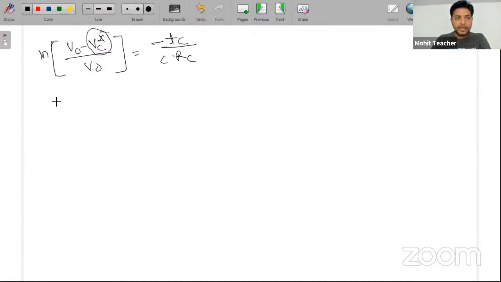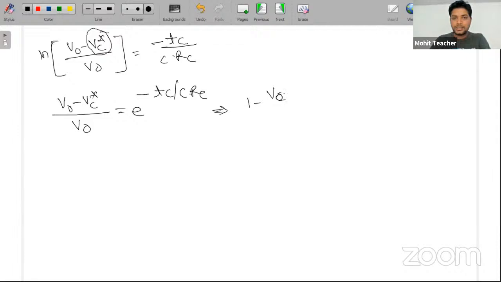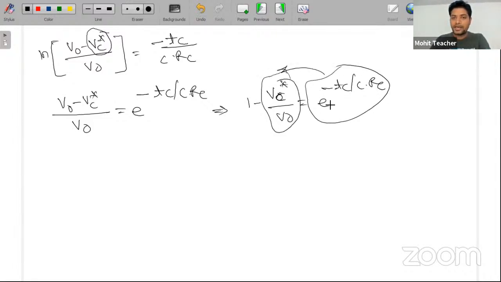If we have to calculate the value of V naught, then we can take the antilog. So when you take the antilog, this will be e to the power V naught minus VC star upon V naught equals e to the power minus TC by CRC. Fine. So this is just divided over here and over here. So this will be 1 minus VC star upon V naught equals e to the power minus TC upon C into RC. Fine. Now just take this value over to the left hand side, and take this to the right hand side. So this will be VC star upon V naught equals 1 minus e to the power minus TC upon CRC.